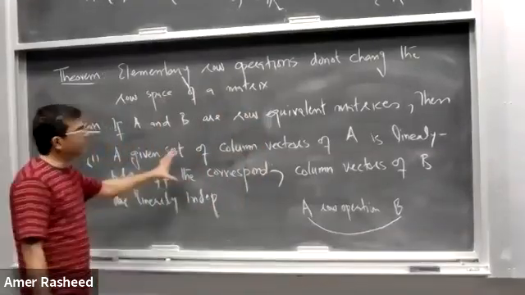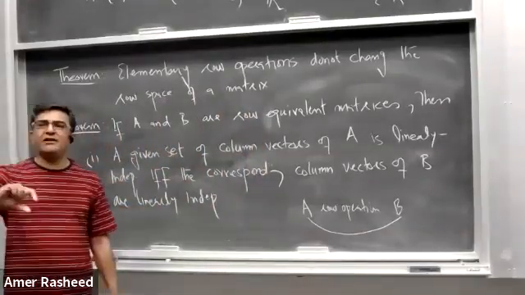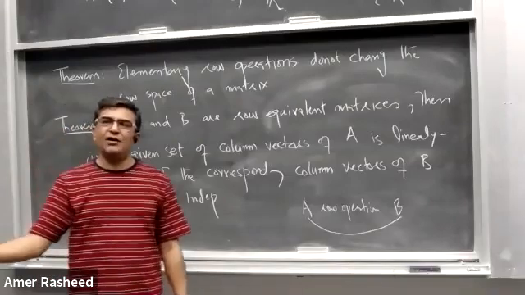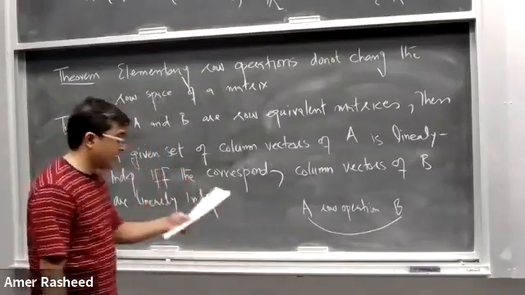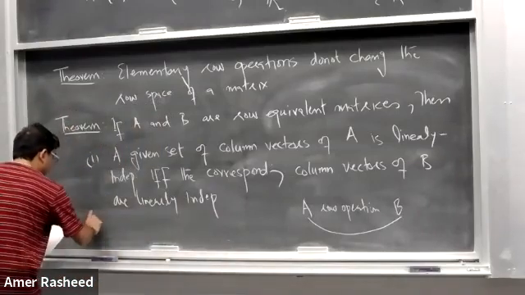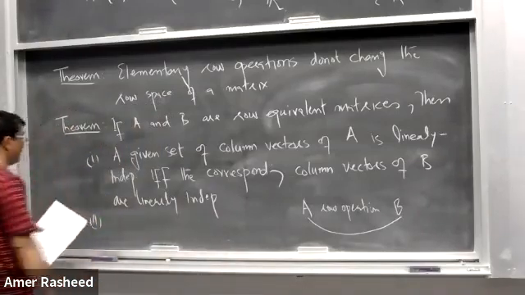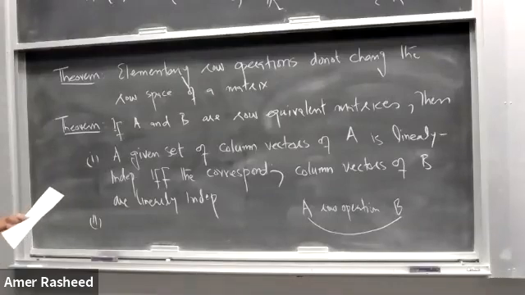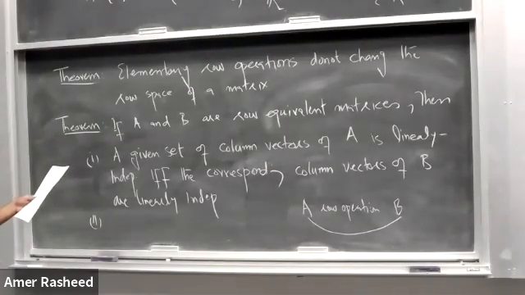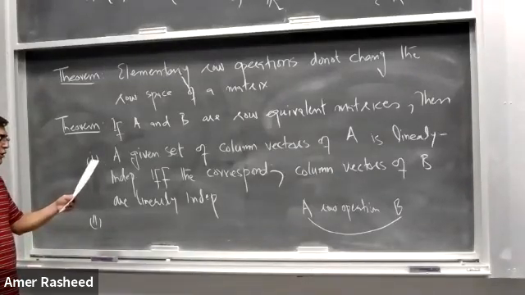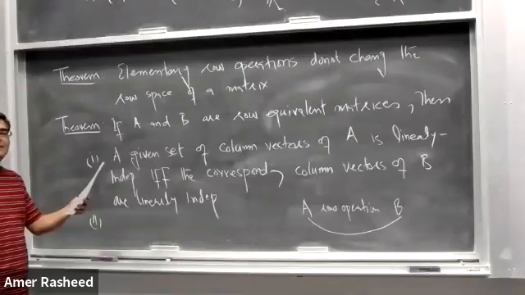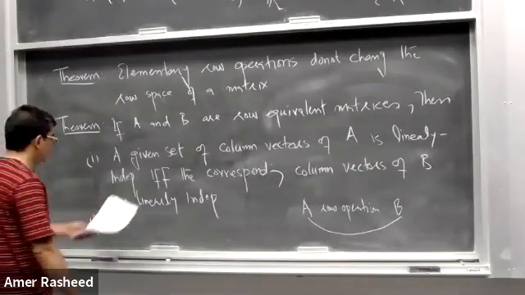Now, how this will help us in finding dimensions and basis of a column space and row space, we'll discuss in the next result. But the second part of this theorem is very important as well. A given set of column vectors of A form a basis for the column space of A if and only if the corresponding column vectors of B form a basis for the column space of B.